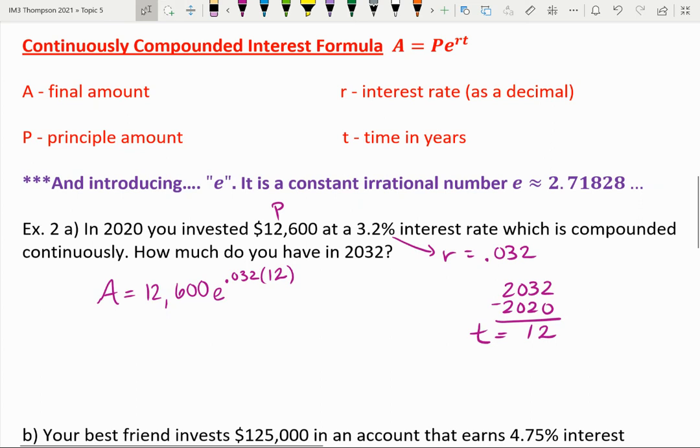Order of operations, I need to raise e to this power. Some of your calculators will do a really good job putting this in the exponent if you have a multi-line. If you have a single line calculator, you've got to do it in steps. You have to do the multiplication first and then e to the power of this. So 0.032 times 12, if you've got to do it step by step. And then I have to raise e to the power of that.